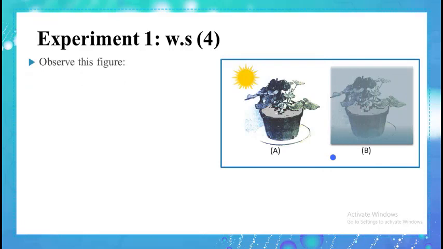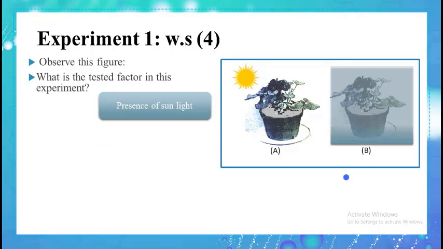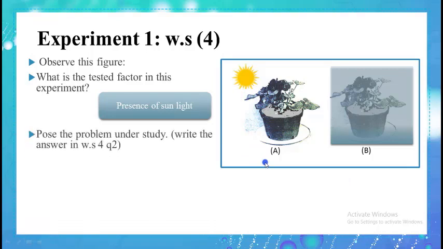Experiment 1 in worksheet 4. Observe this figure, please. Here we have two plants, plant A and plant B. As you see in the figure, plant A is exposed to sunlight while plant B is put in a box. So, what is the tested factor in this experiment? What are we testing in this experiment? What do you think? The presence of sunlight, since sunlight is present only in one case. Pause and write the problem under study. Write the answer in worksheet 4, question 2.